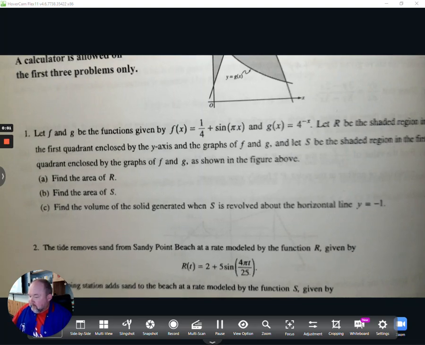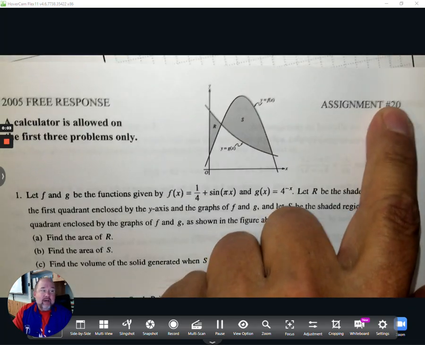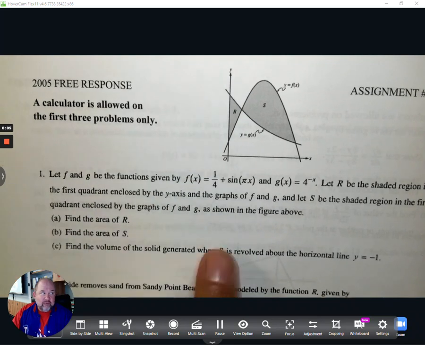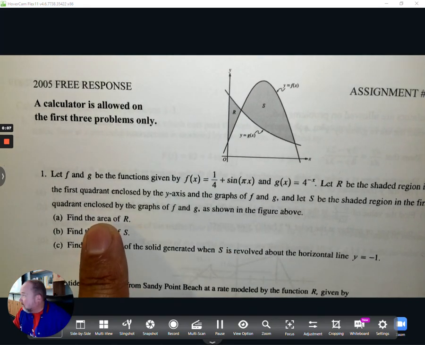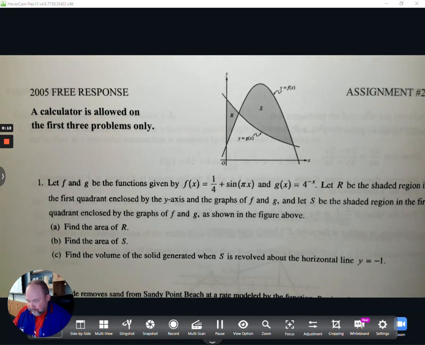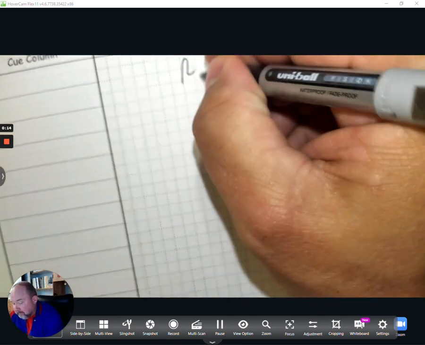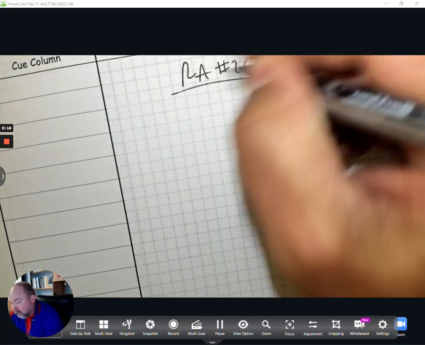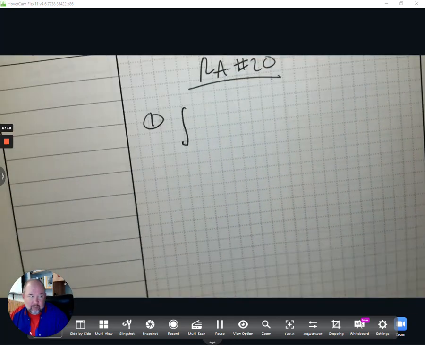Let's go. So here's the beginning of assignment number 20. What you are asked to do in assignment number 20 is to find the area. So area in calculus is what type of question? Integration. So you have your piece of paper. We're doing review assignment number 20. So I know I need to integrate.